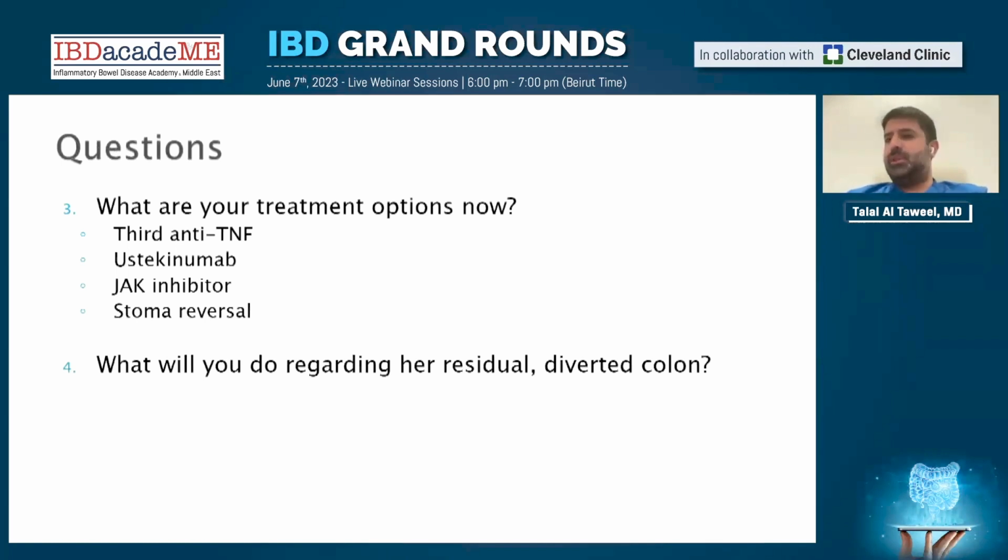So I think that brings us to a bit of a therapeutic dilemma here. What are your treatment options now? This patient's been exposed to adalimumab in the past, had an infusion reaction to infliximab, which she was also exposed to 1 dose before her surgery. So what are our treatment options? A third anti-TNF? Should you go out of class with ustekinumab, JAK inhibitor, consider stoma reversal? And then the second question is more about her GI disease. What will you do regarding her residual diverted colon that's been left there for years?